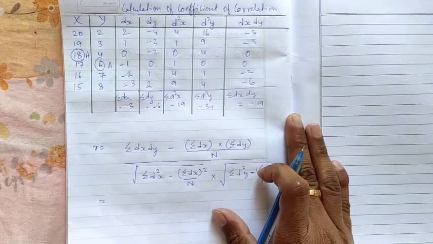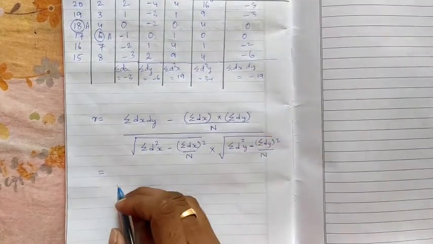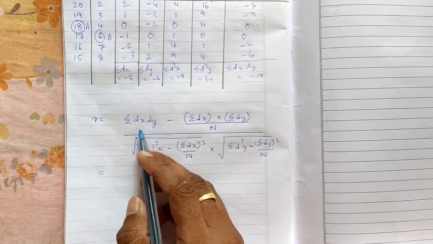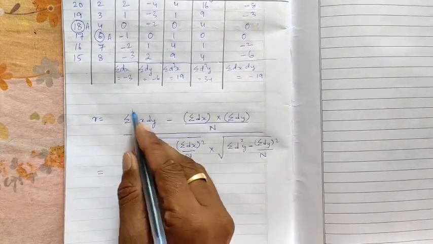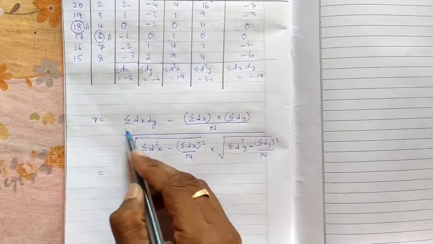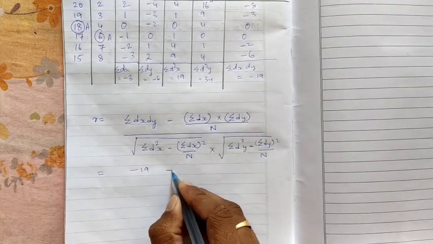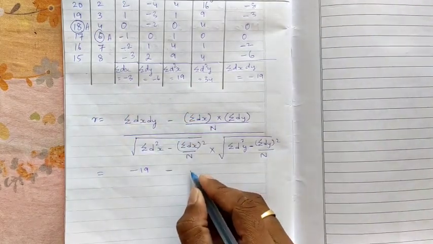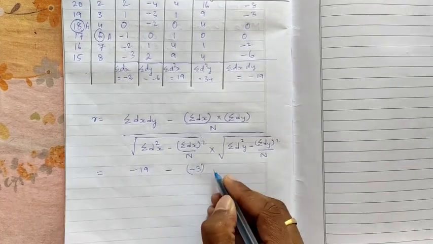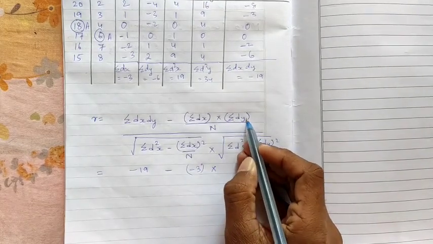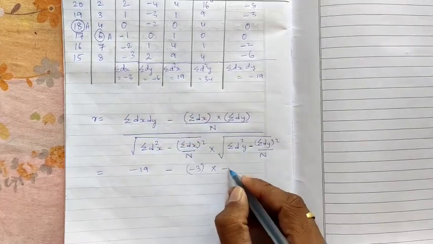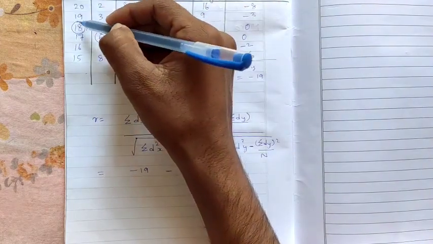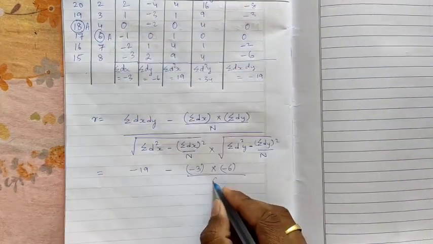Now what we will do? We will substitute the values in the formula. Clear? Now you can see that we got summation dx dy, minus 19, minus summation dx. What was the value of summation dx? Minus 3. So we'll put minus 3 here in bracket into summation dy. What was the total of summation dy? Minus 6. So minus 6. This part was divided by n. So n is 1, 2, 3, 4, 5, 6. So n is 6. I think it's clear.